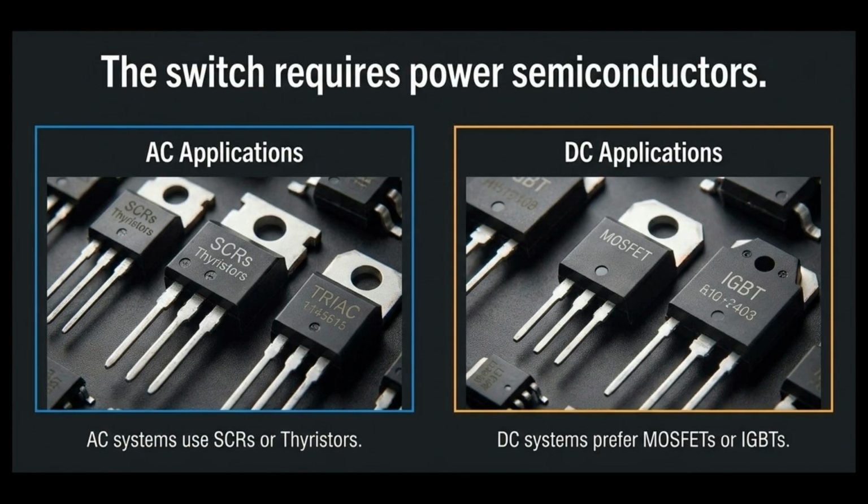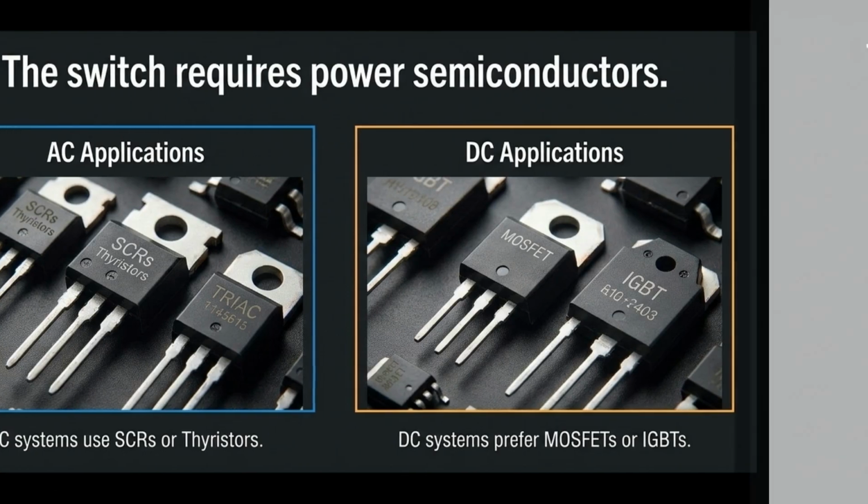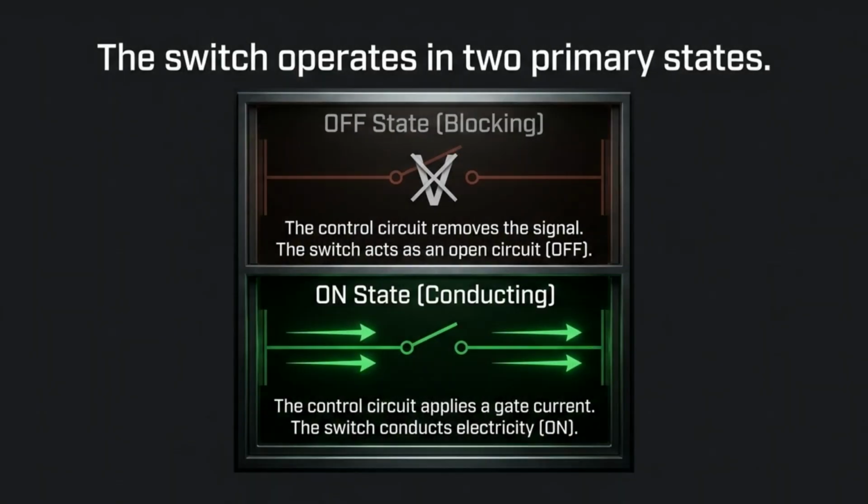These switches require power semiconductors. AC systems typically use SCRs or thyristors, while DC systems prefer MOSFETs or IGBTs. The switch operates in two primary states. The OFF state blocks current when the control circuit removes the signal. The ON state conducts electricity when a gate current is applied.